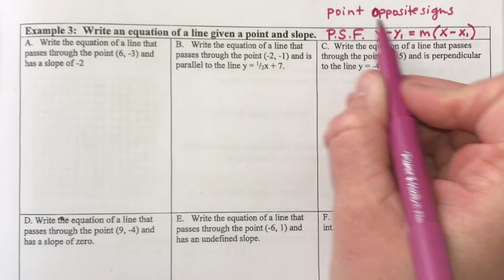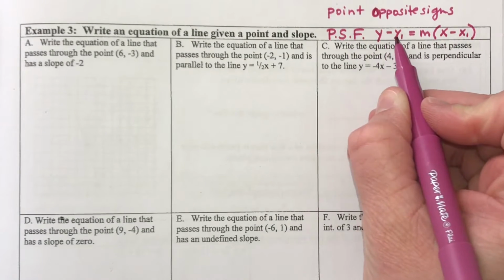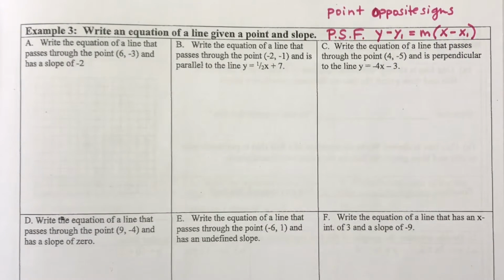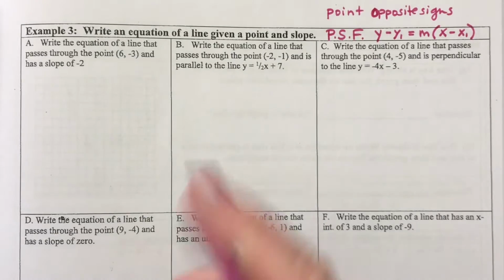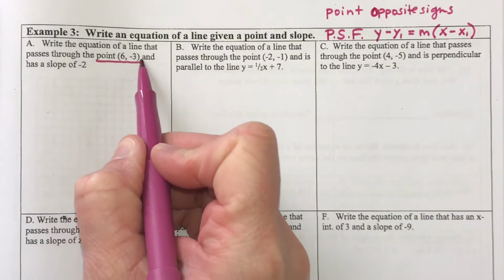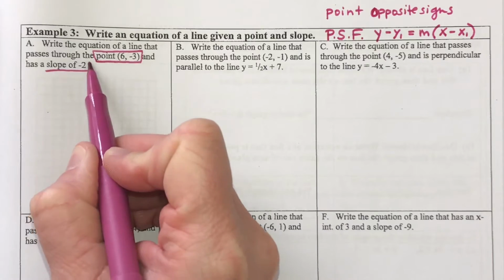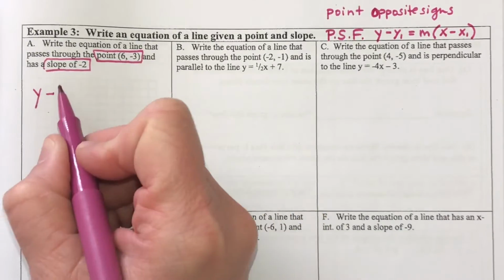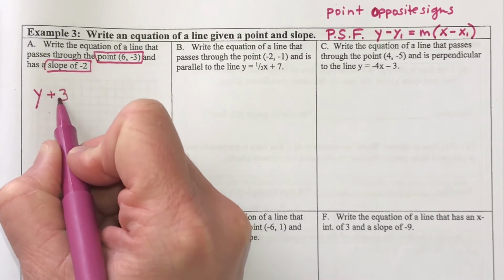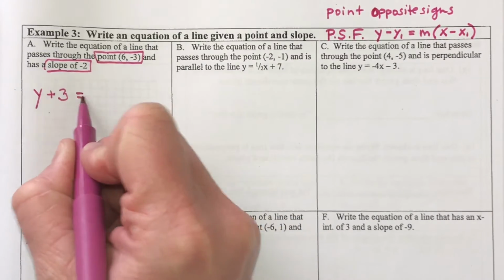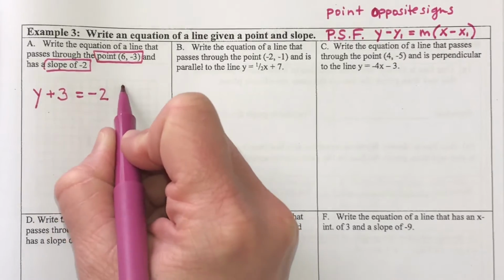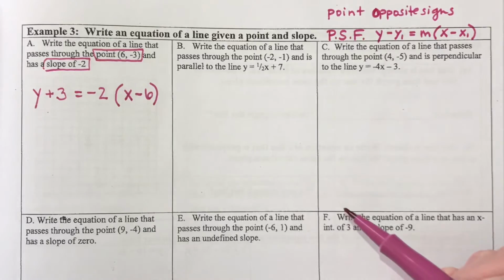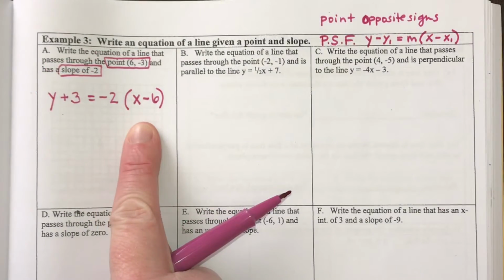And just a reminder that your point and your equation are going to have opposite signs. So your point is going to have opposite signs from what you see in the function here, because of that subtract sign, it's going to change signs. So it says here in the first example, write the equation of a line that passes through this point and has this slope. And so I'm going to use y minus the y value of my point, so minus -3. That's going to change to the opposite sign of a plus, equal to my slope of -2, and then in parentheses x minus the x value of my point, which is 6. And that is point-slope form.